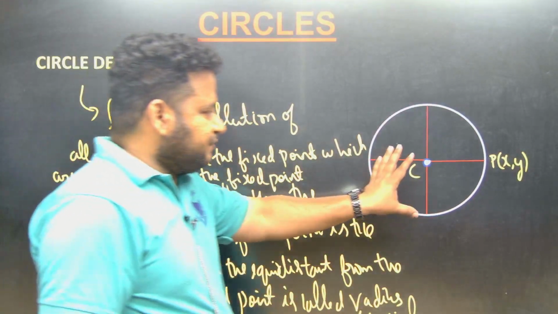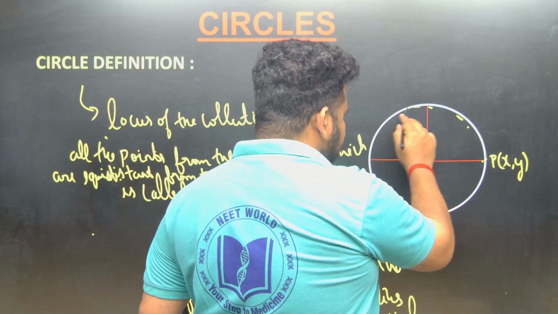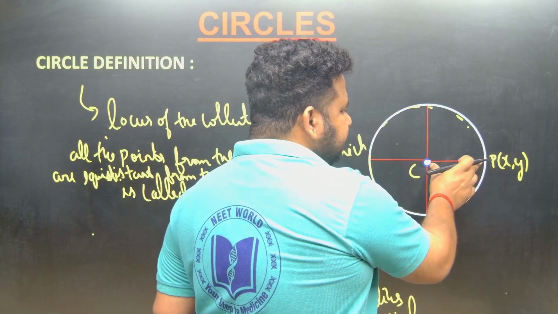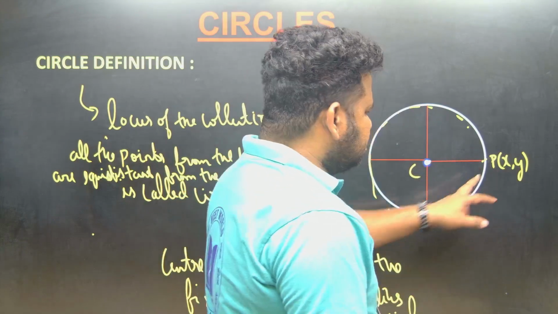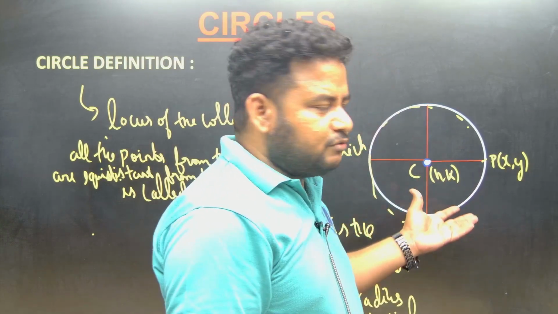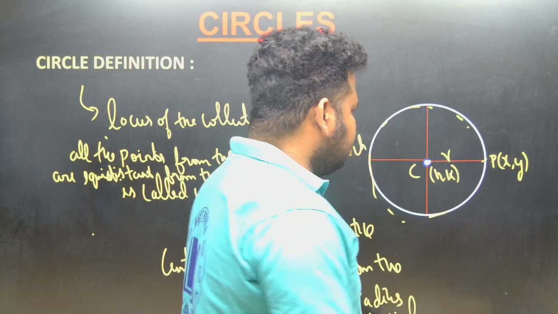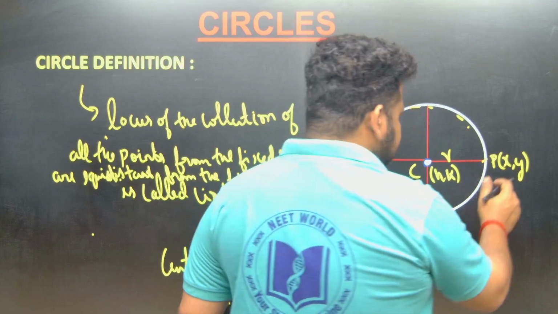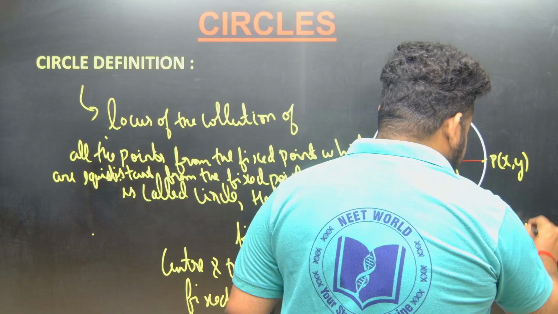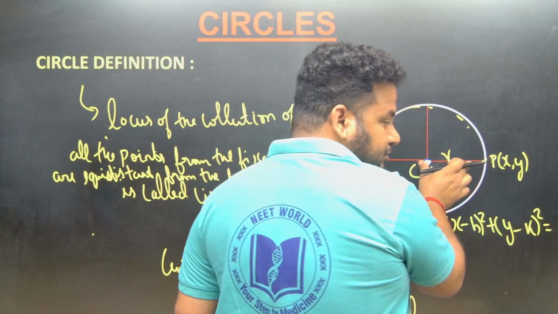Now C is the fixed point, and around it the collection of all the points which are equidistant. This point P will move around like this. From anywhere if you measure, it will be an equal distance. Now let this P be here. If you want to find the radius, what will you do? Here let the center be h comma k. Let me write the radius as r. If you apply the distance formula, this is the square root of x minus h whole square plus y minus k whole square, and this distance is equal to r.